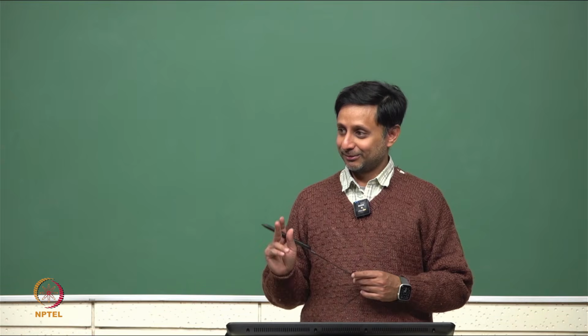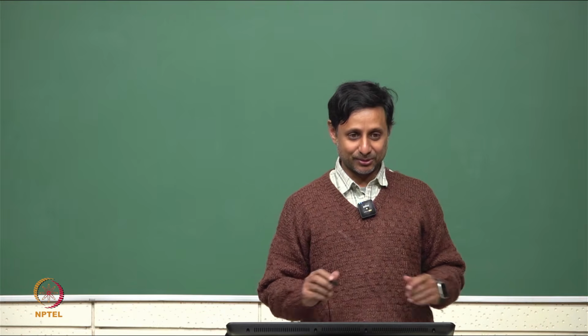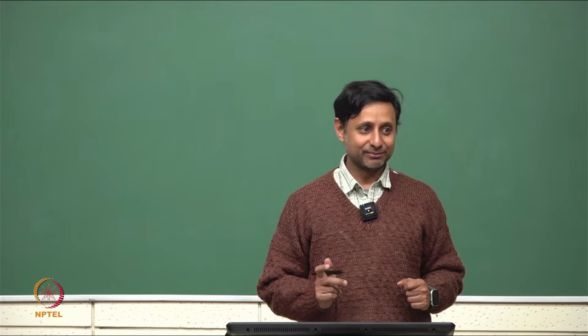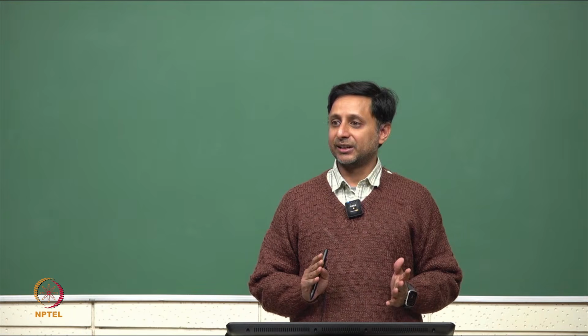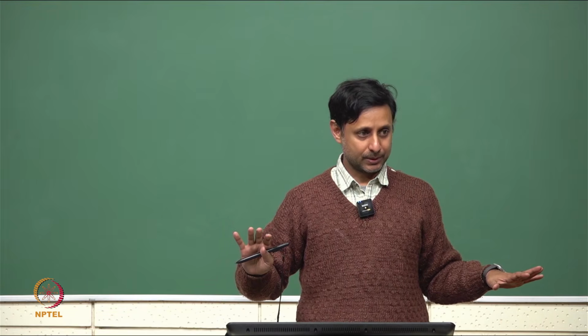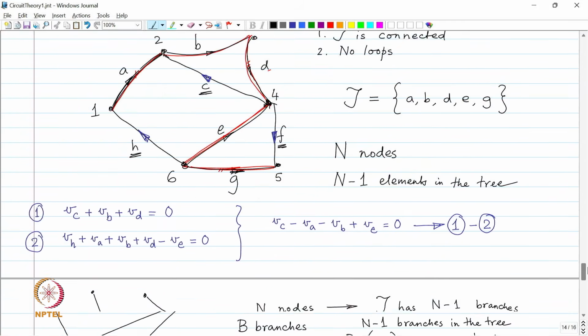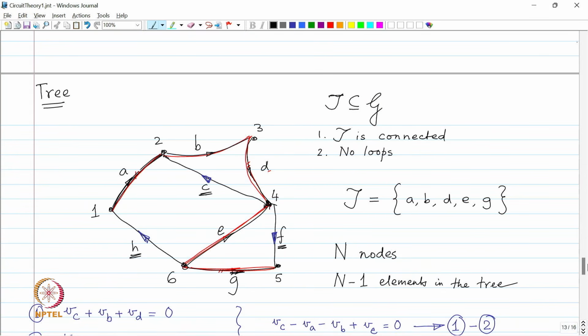Imagine holding scissors and cutting, right. You have the graph and now you can cut the graph. How do you cut the graph to make it disjoint? What is the set of branches that you will cut to convert this graph into two disjoint graphs?